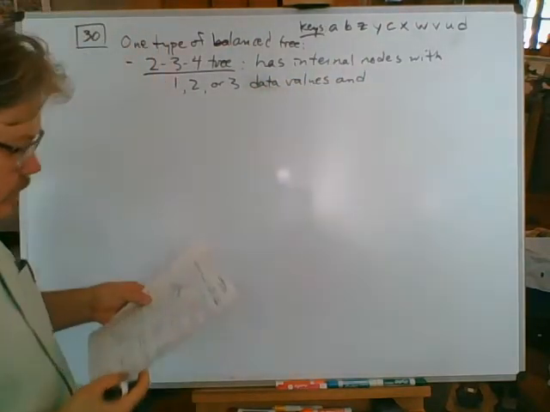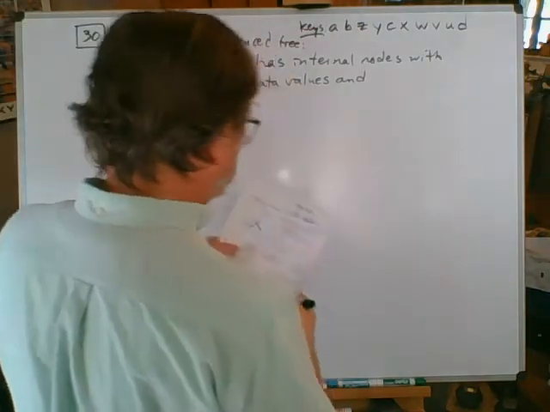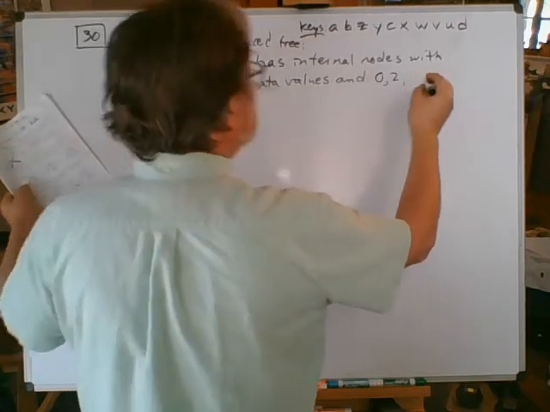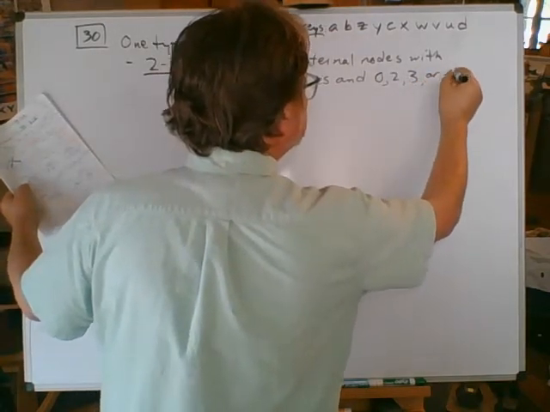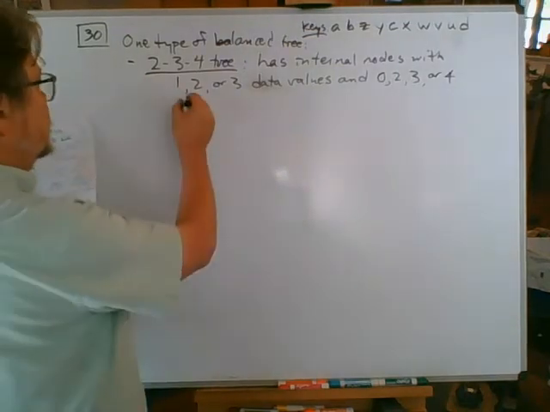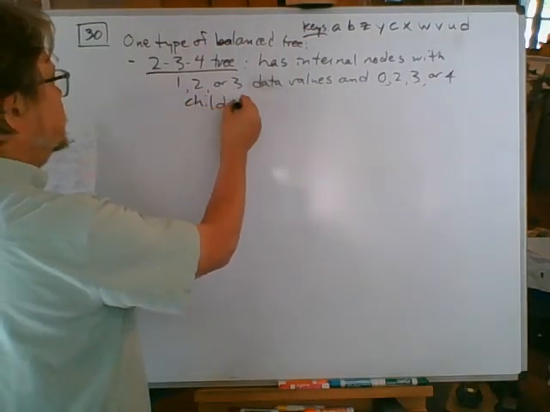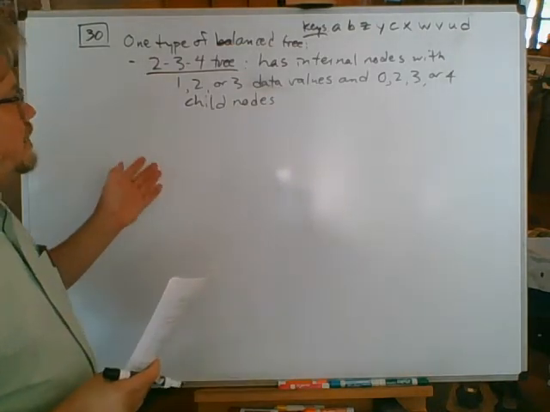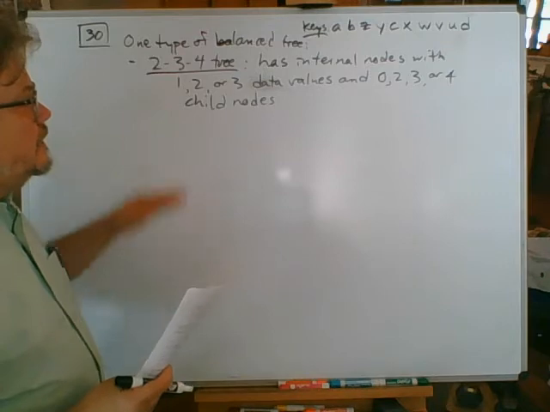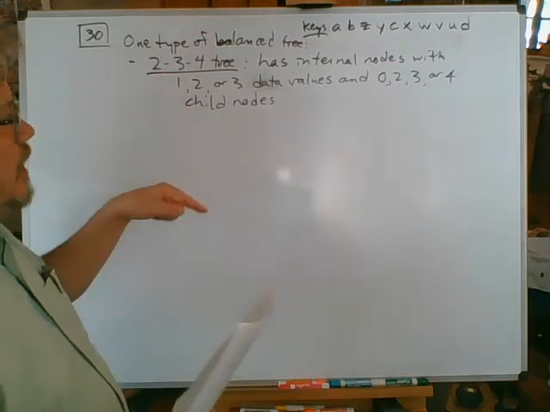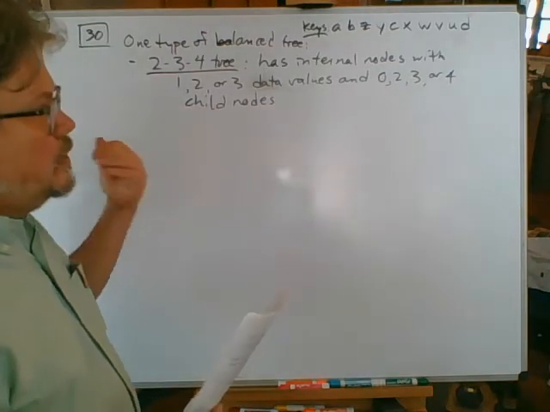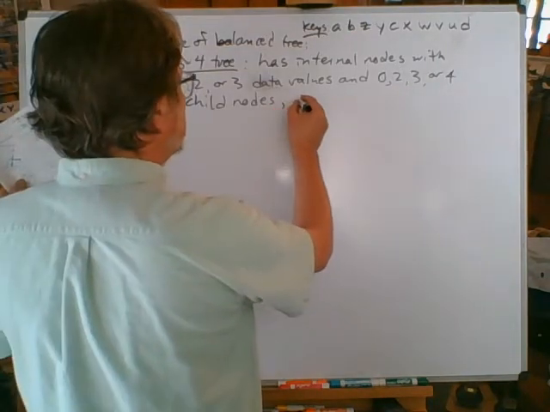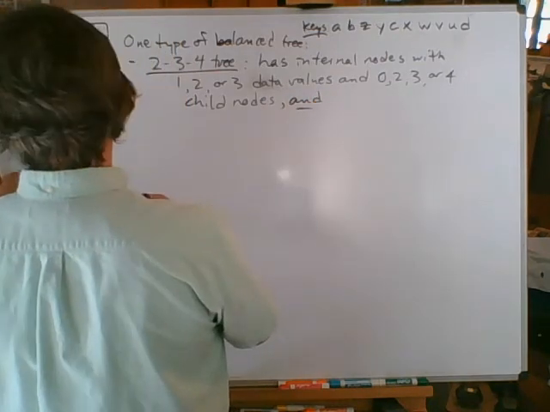And if you thought that was weird, 0, 2, 3, or 4 child nodes, also known as children. It has internal nodes with 1 or 2 or 3 data values stored in them. And hanging off the bottom, instead of just left and right child, we now have either 0 children, or we leap up to 2 children, or 3, or 4. And wait, there's more.